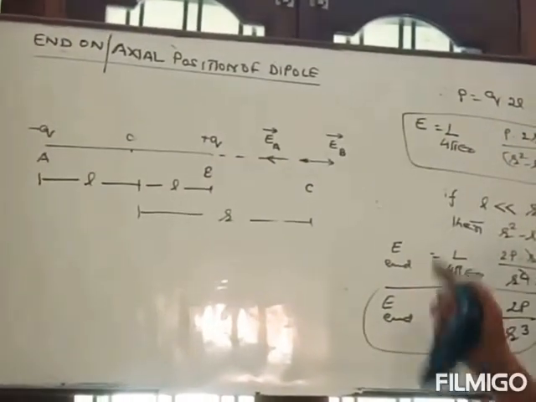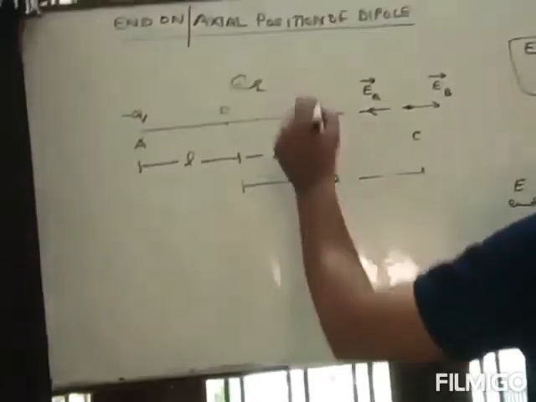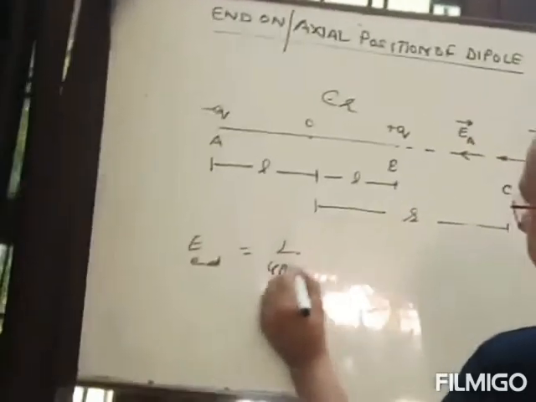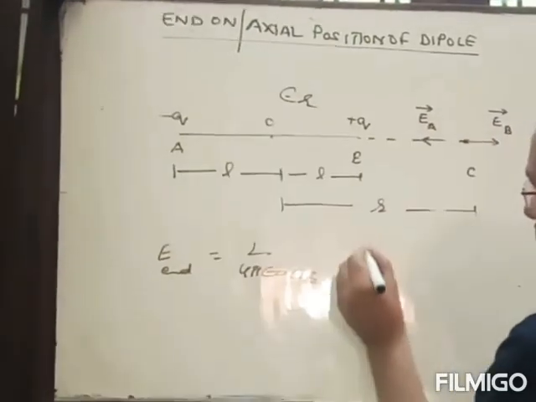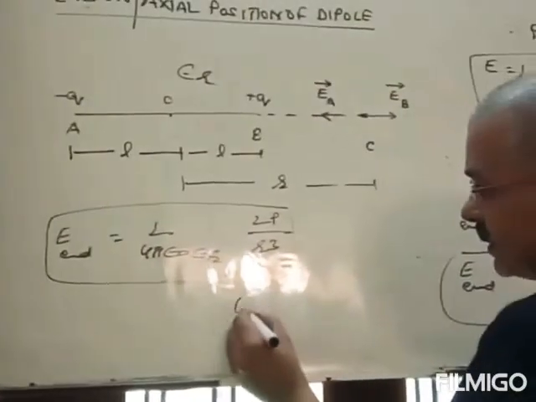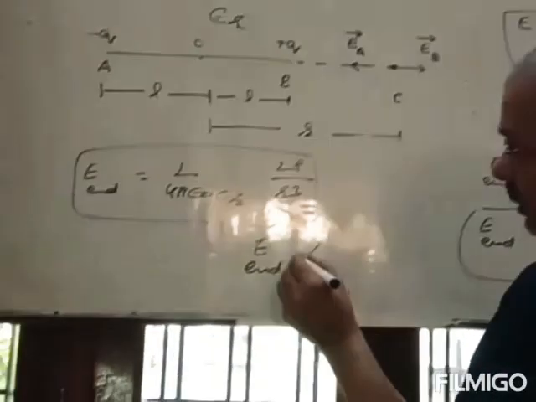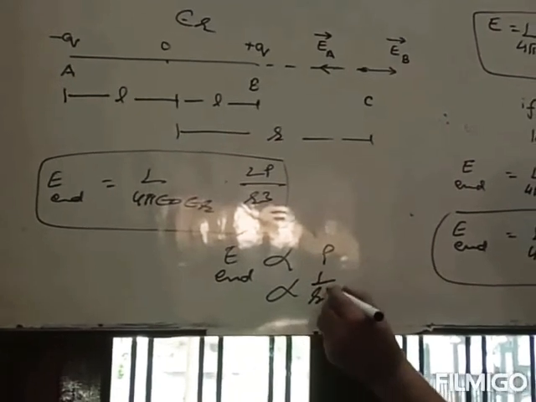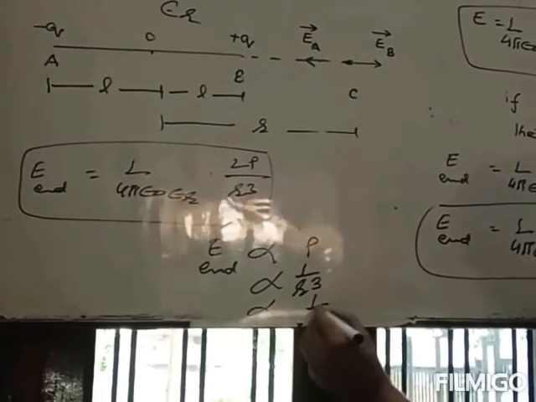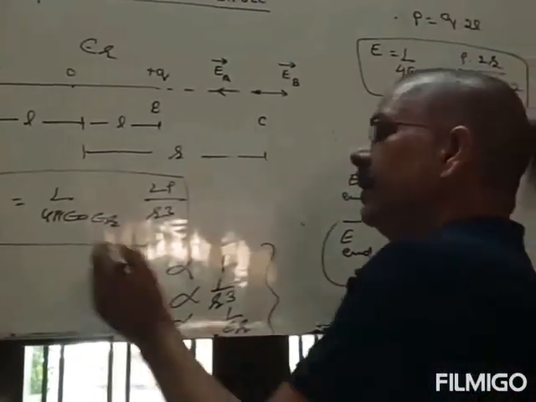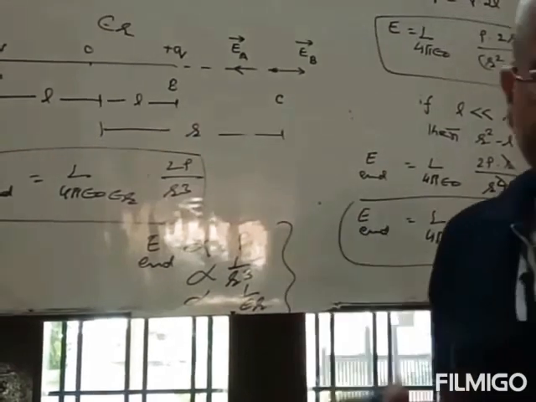Okay, if the dielectric constant of the medium is epsilon R, then it may be written as 1 upon 4 pi epsilon 0 epsilon R into 2p by R cube. It means electric field intensity in end-on position is directly proportional to dipole moment, inversely proportional to cube of the distance, and also inversely proportional to the dielectric constant. So these are the three factors on which electric field intensity in end-on position of the dipole depends.